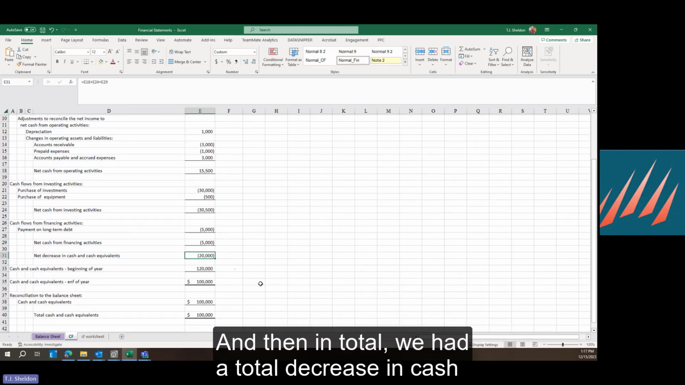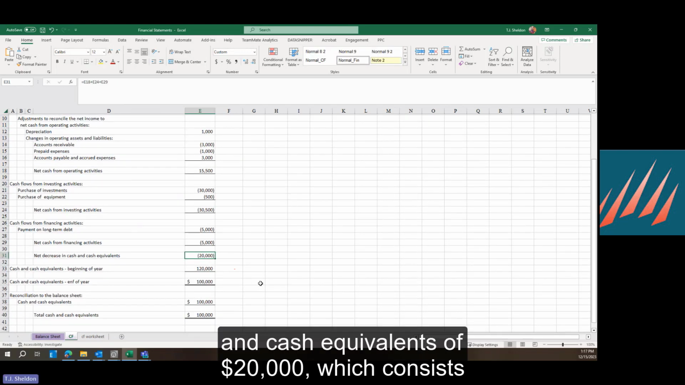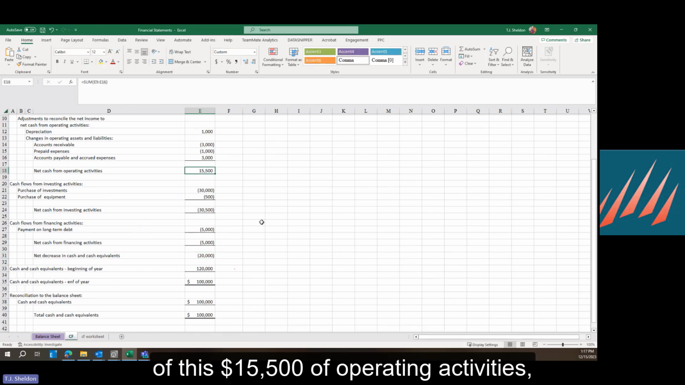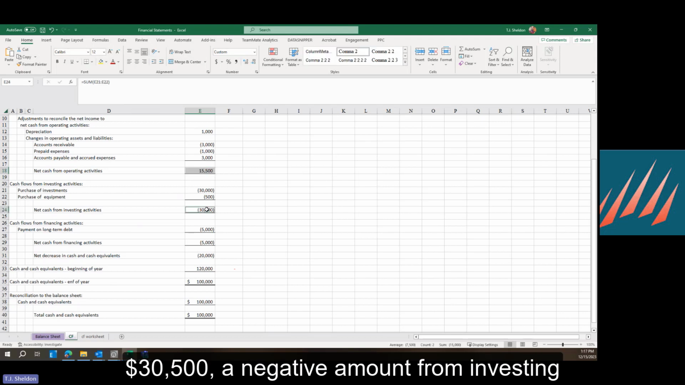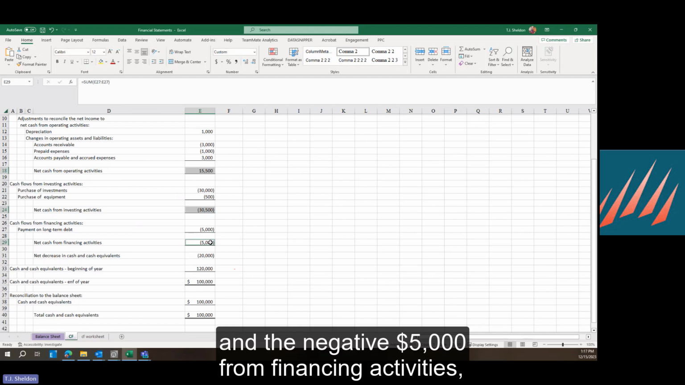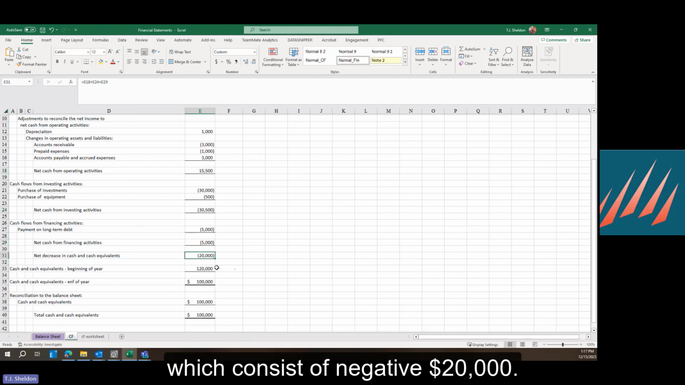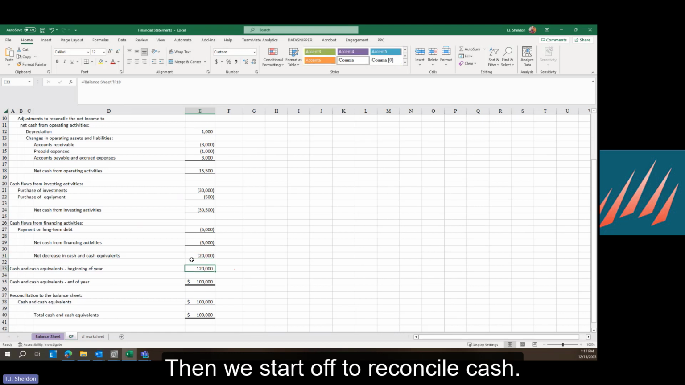And then in total, we had a total decrease in cash and cash equivalents of $20,000, which consists of this $15,500 of operating activities, a negative $30,500 from investing, and the negative $5,000 from financing activities, which gives us negative $20,000.